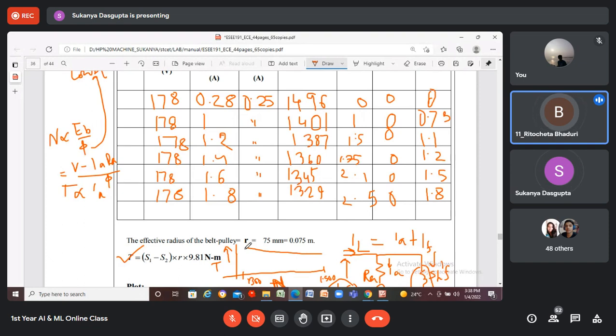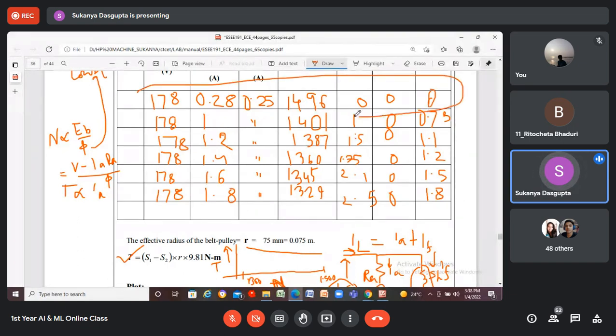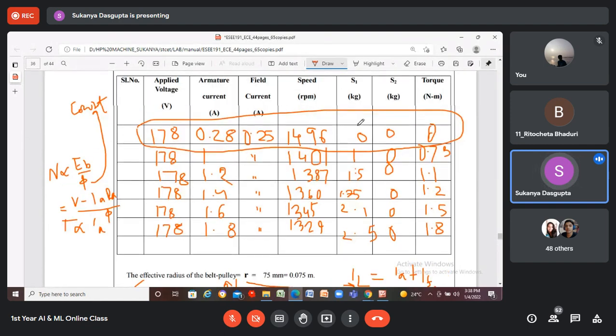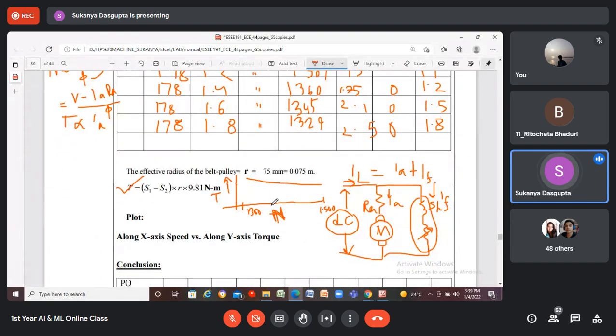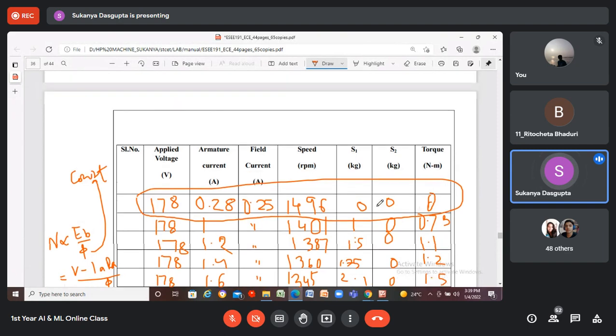Ma'am, at 1496 torque will become 0. When the speed is 1496, torque will become 0. What you will do is, you will not take this observation while plotting the graph. You will not take this reading set. Why? Because this is the situation when no load is connected. We'll draw this speed torque characteristic curve only at loaded condition. We'll not consider this no load situation in the graph.